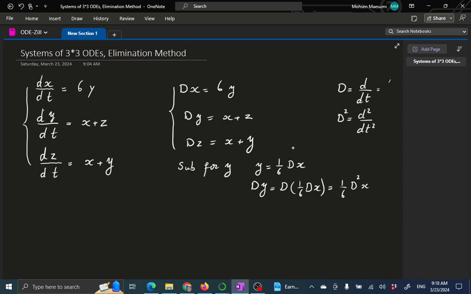So instead of dy, I'll have 1/6 of d squared x equal to x plus z, and the next equation reads dz is equal to x plus y. We said we are going to replace y, so instead of y I write 1/6 of dx.